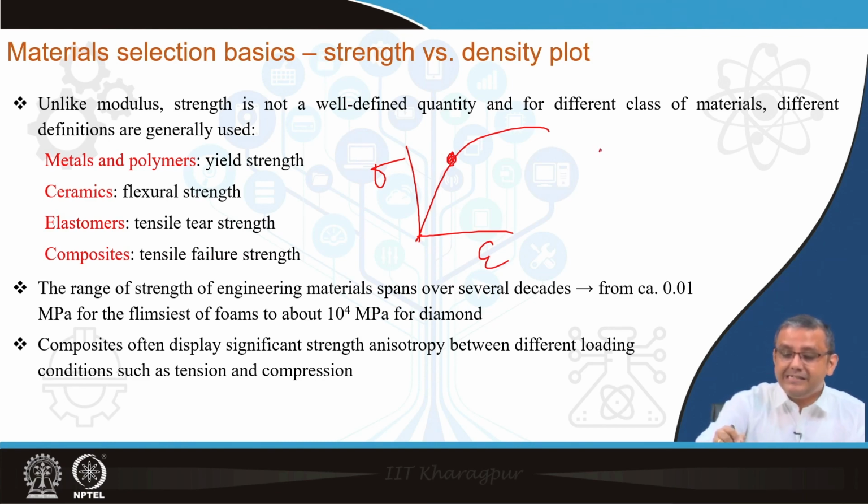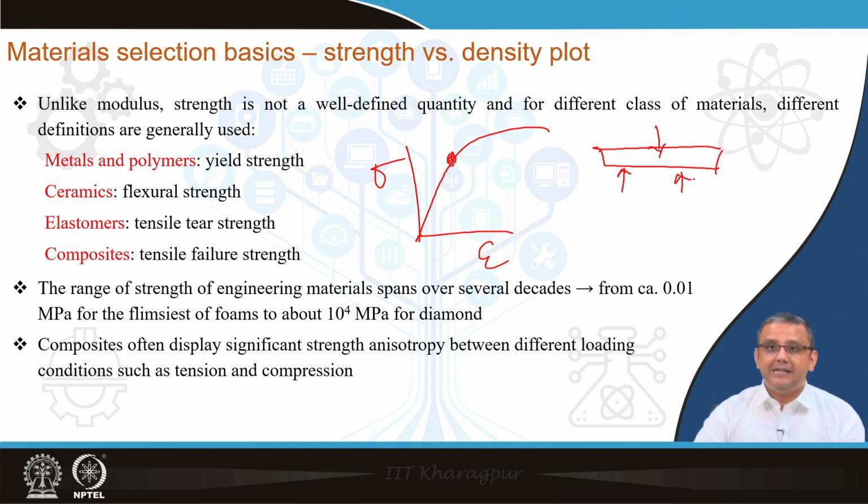A flexural test is nothing but a bending test. You have a bar like this, and you can have a 3-point bend test, something like that, or you can also have a 4-point bend test, and from that you find out the strength of the ceramics. In case of elastomers, it is the tensile tear strength, and for composites typically the tensile failure strength has been used to make this plot.